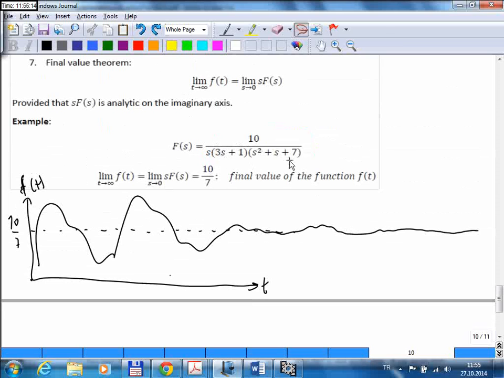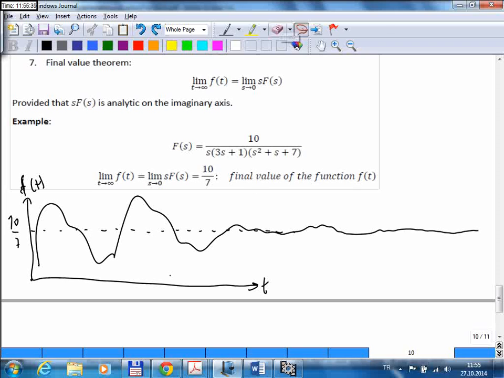So there are several points where this function is not analytic. One of them is minus 1 over 3. This is one point where it is not analytic, and there are two other points, and those are the points that correspond to the roots of this second order polynomial. And this function is not analytic at those points, but it is analytic on the imaginary axis.